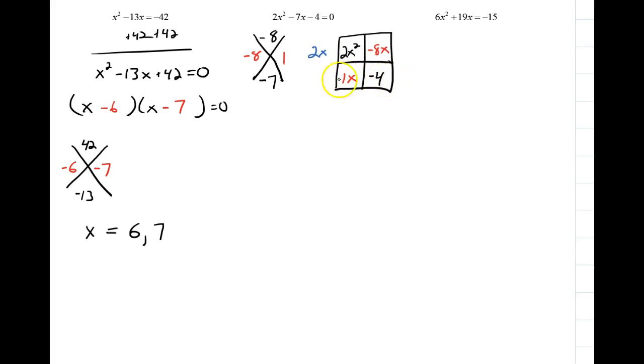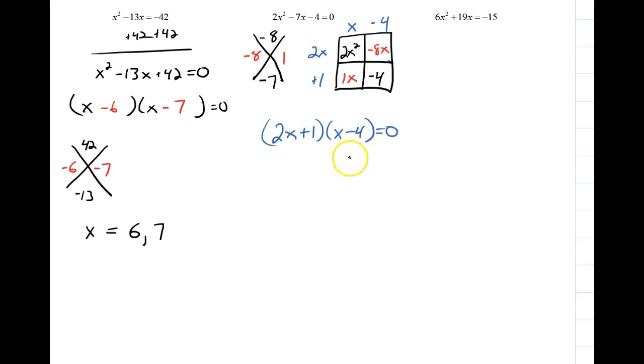Here, since it's a 1, the only GCF is 1. Same thing here, just a 1, but now they both have x, so I can just take an x. If you wanted to, you could write the 1x. They're both negative, so it's going to be negative 4. Because negative 4 times 1 is negative 4. Negative 4 times 2 is negative 8. So this becomes my factors. 2x plus 1 times x minus 4 equals 0.